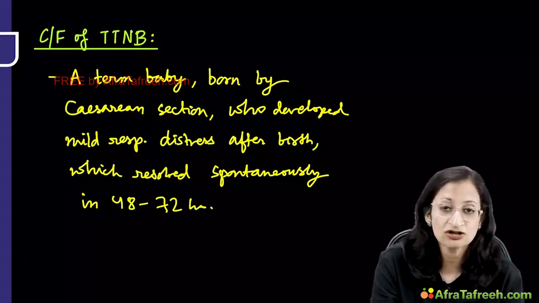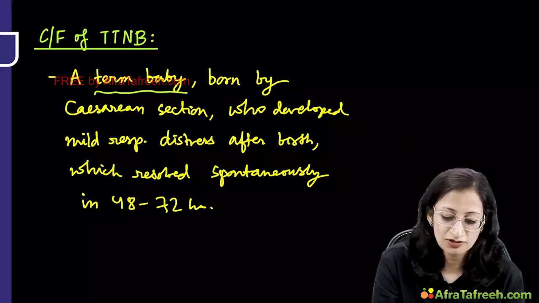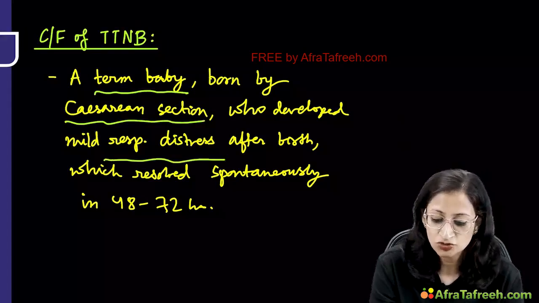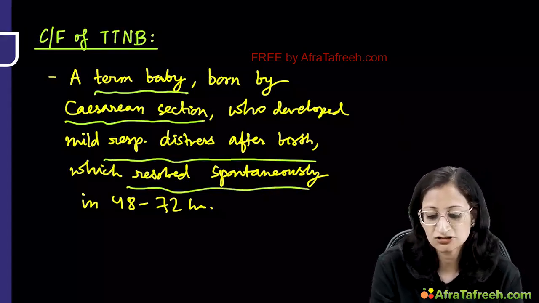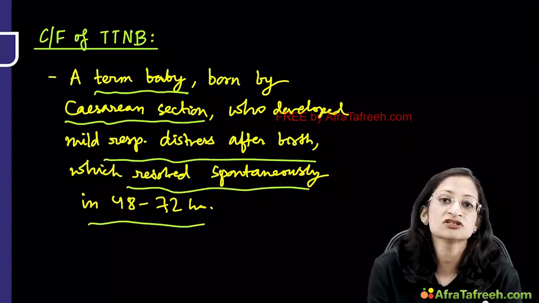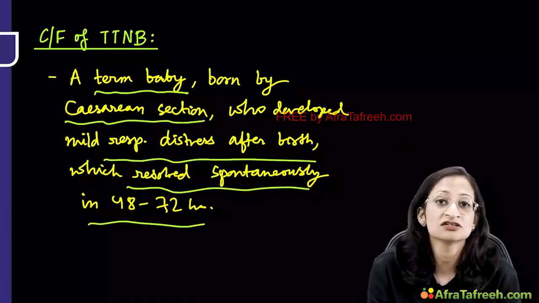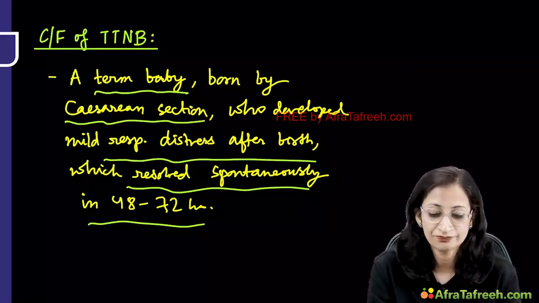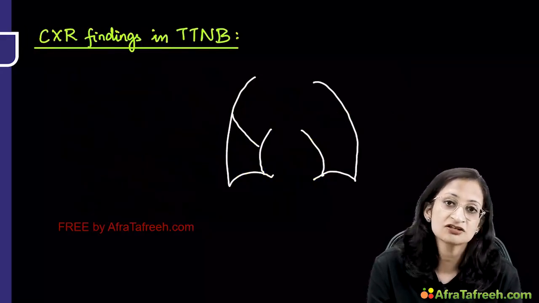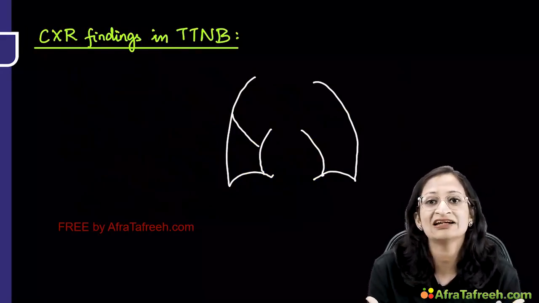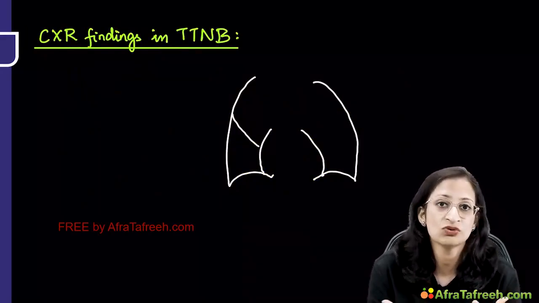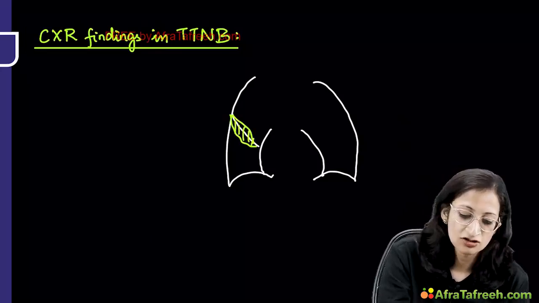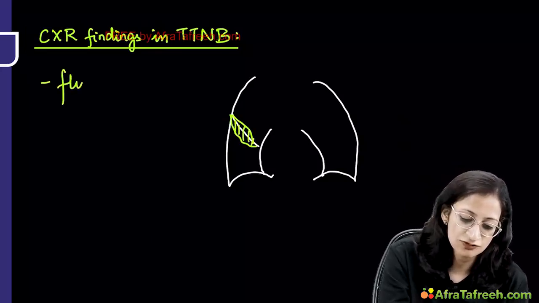So what are the pointers to the diagnosis here? So it is a term baby born by cesarean section with a risk factor for TTNB, with respiratory distress soon after birth, which resolved spontaneously in 48 to 72 hours. The name itself is telling you it is a transient tachypnea of newborn. So it is a transient condition which improves spontaneously, okay? The chest X-ray findings in TTNB, so you are going to have wet lungs, right? So there's more lung fluid there. So you can get this fluid in the interlobar fissure, okay? So there can be fluid in the interlobar fissure.